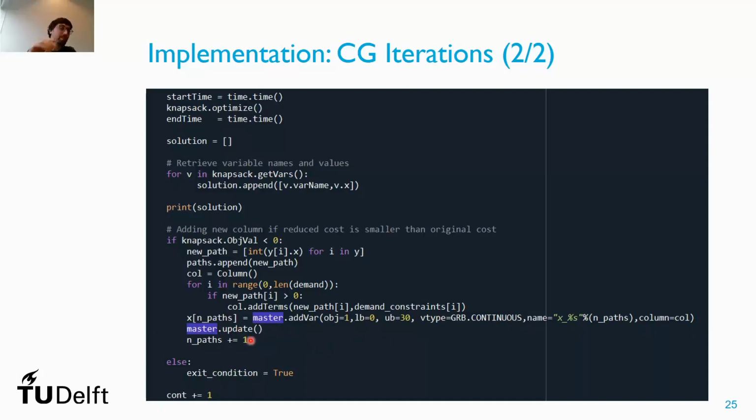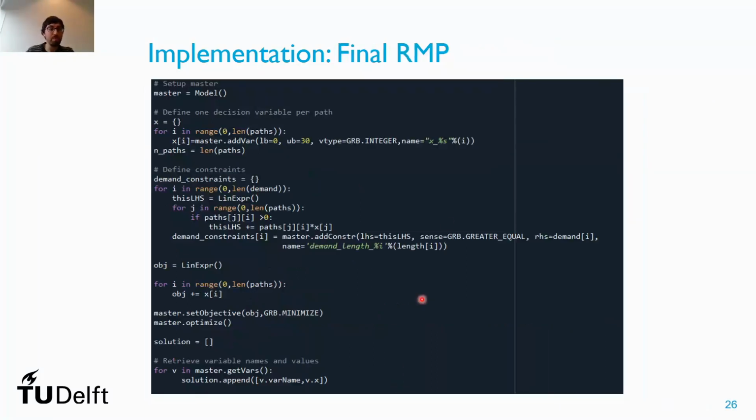And I'm also adding the number of paths here. This is just a counter, let's say. See here, if I find a negative value, I need to go on. Otherwise, that means my column generation stops, because there's not a new path which is deemed appropriate by the column generation algorithm to be added. So here I'm activating the exit condition.